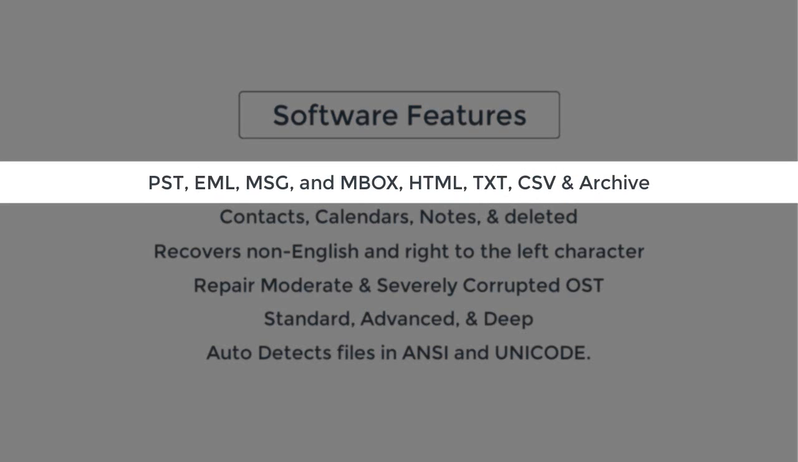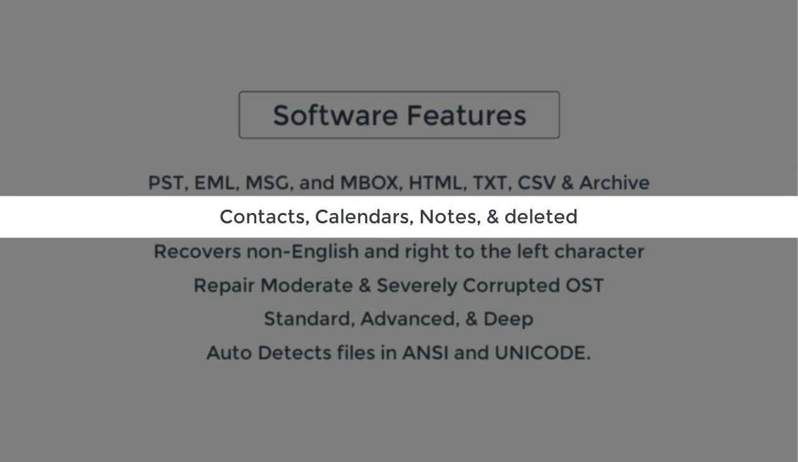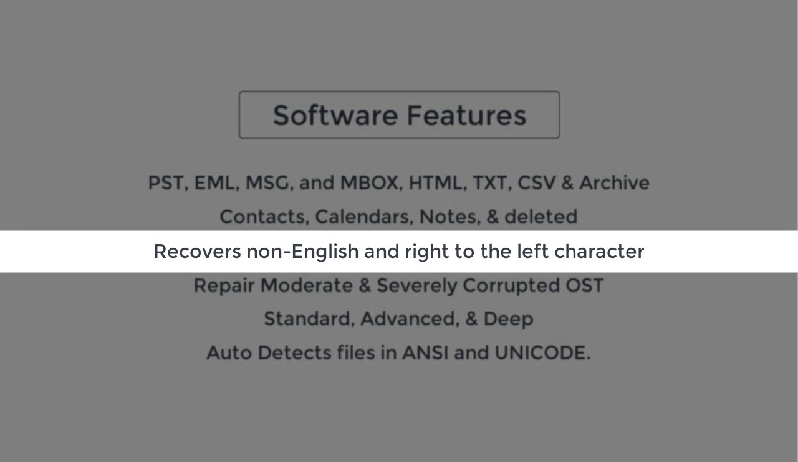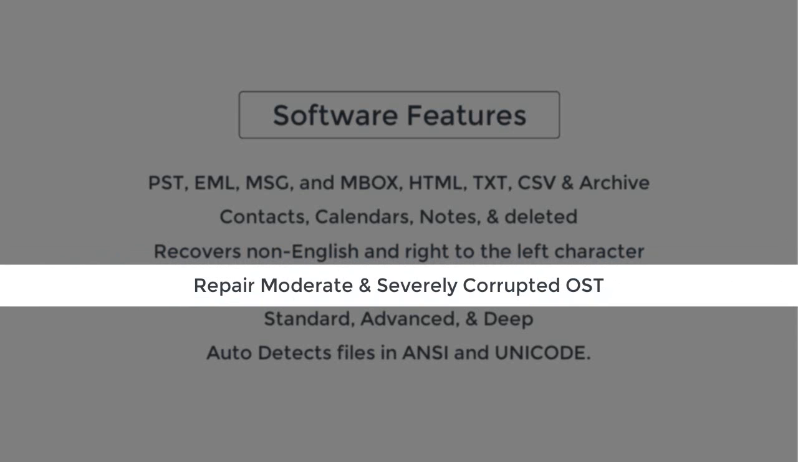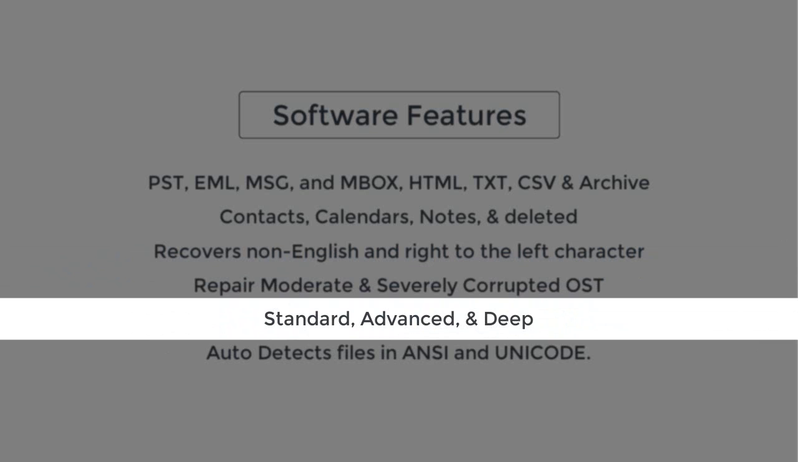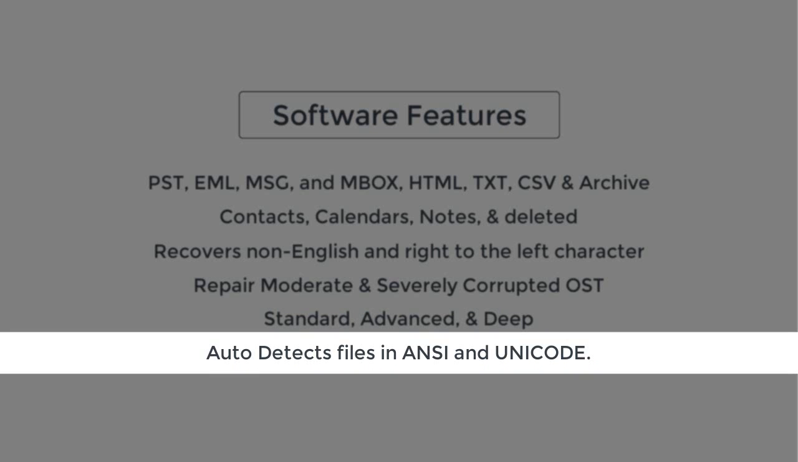Saves recovered OST file emails as PST, EML, MSG, MBOX, HTML, text, CSV and archive file formats. Recovers email including all items such as contacts, calendars, notes, and deleted items from the OST file. Also recovers non-English and right-to-left characters from an inaccessible OST file. Repairs moderate and severely corrupted OST files easily. Three modes of recovery process, such as standard, advanced, and deep, to recover emails from the OST file. Auto-detects files in ANSI and Unicode.